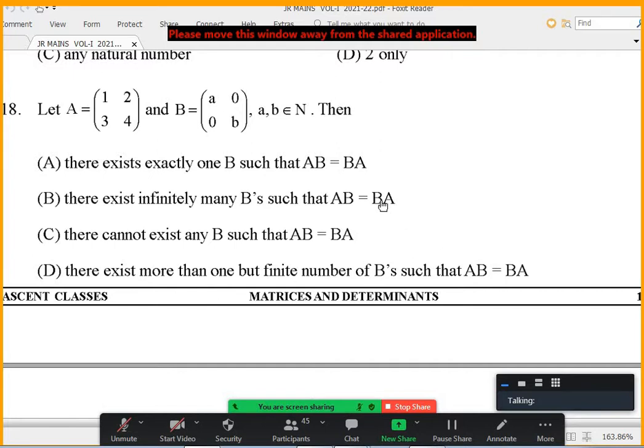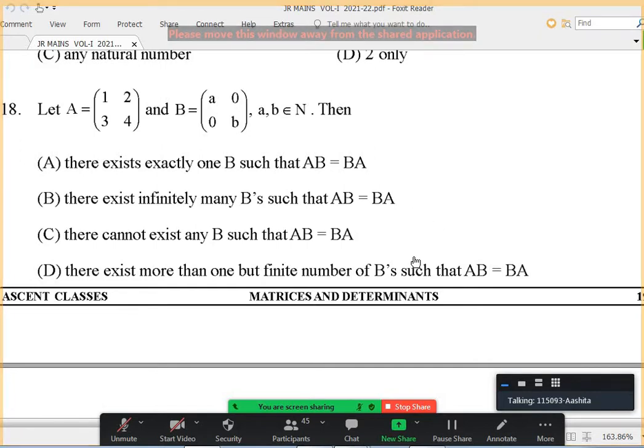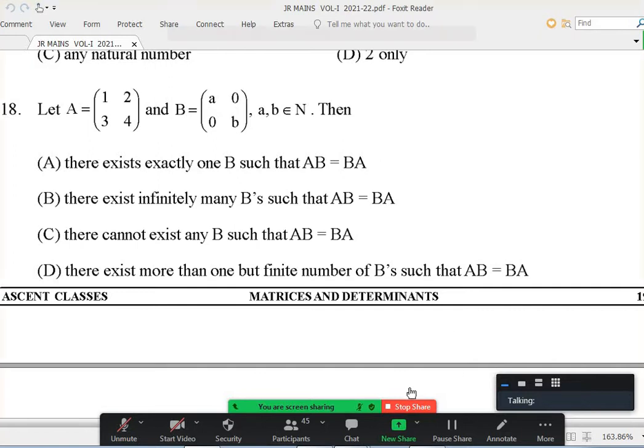Okay. Anybody want me to write a solution for 18? Yes, sir. Somebody is asking about the 20th one. Yeah, I saw that in the chat. I'll tell you. 18th also somebody is asking, so let me do that.